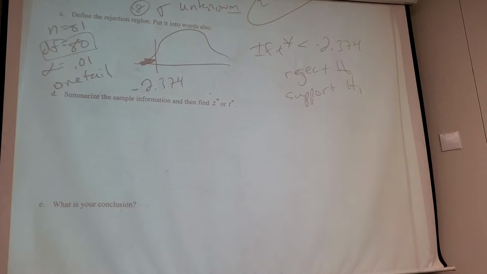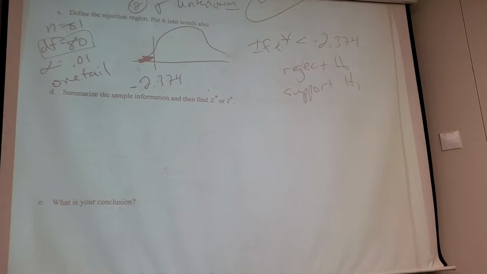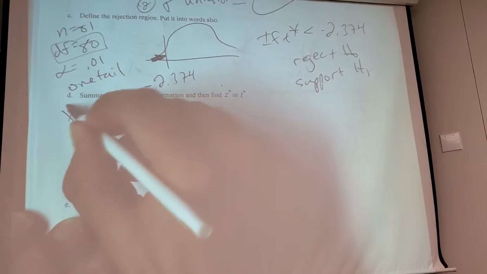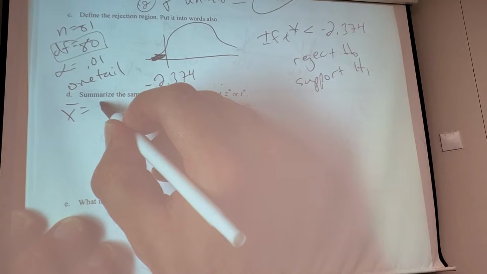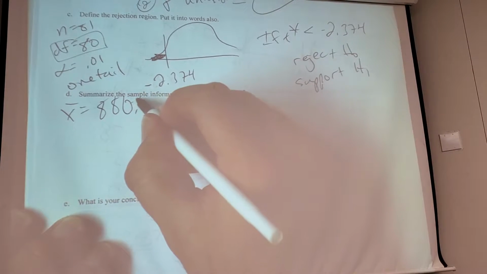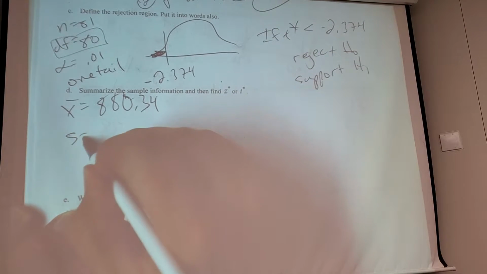So this is just statistics. This part of statistics is our attempt to quantify what enough evidence is, and then seeing if we found enough evidence. So now down here, what do we know? We know x bar. Let's start with that because I always forget that. What's x bar? 880.34. Don't forget those 34 cents.